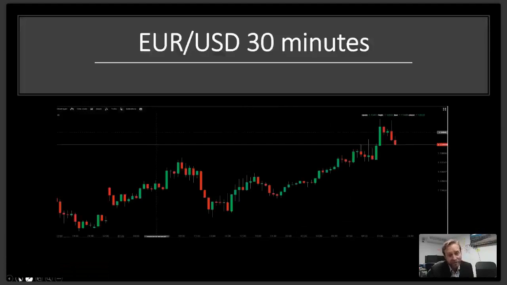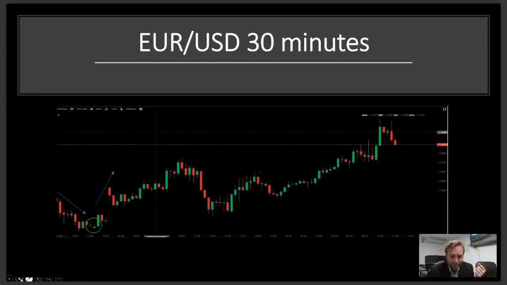So let's look, for example, at euro dollar on a 30 minutes. Remember, a hammer and inverted hammer has to be formed at the end of a downtrend to hint at a potential uptrend. It can't happen in a ranging market. It has to happen at the end of a downtrend. So let's have a look. The market's on a downtrend, downtrend, downtrend. And what do we see here? We see a hammer pattern forming. And guess what? The market reverses and goes on an uptrend.